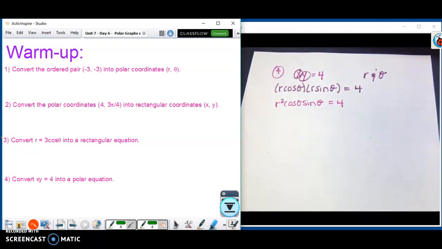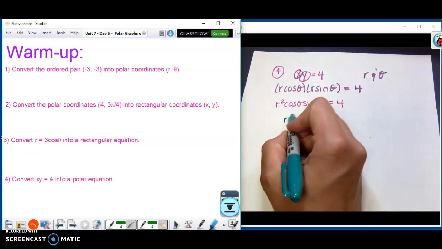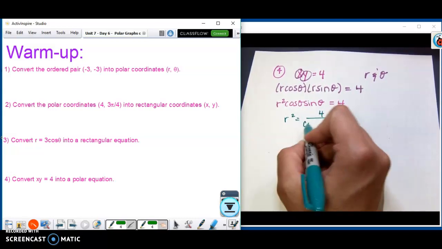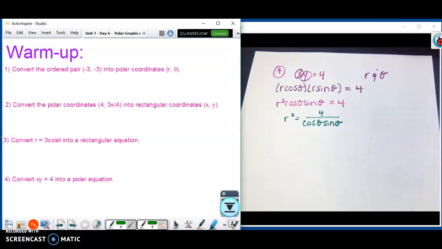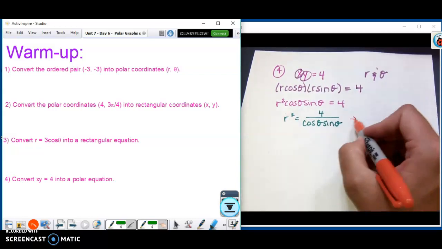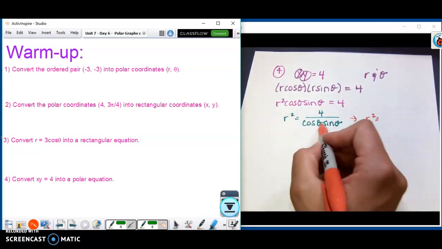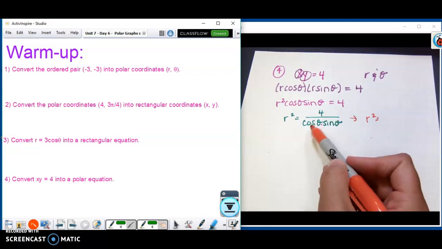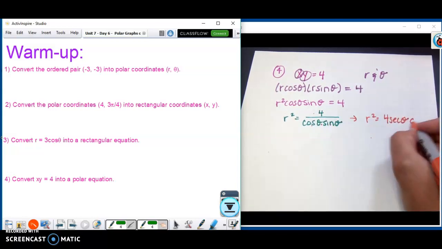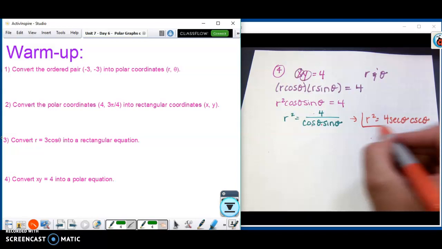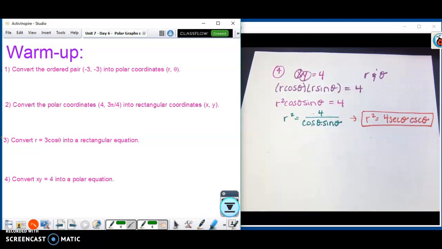So this is going to be a case where we solve for r squared because we have it. So r squared is 4 divided by cosine theta sine theta. All that is not wrong, but there's a better way to write it. Because these are multiplied at the bottom here, you can actually move them to the top. So 1 over cosine is secant, so we could say 4 secant theta, and 1 over sine is cosecant theta. So you could rewrite your final answer as r squared equals 4 secant theta cosecant theta.